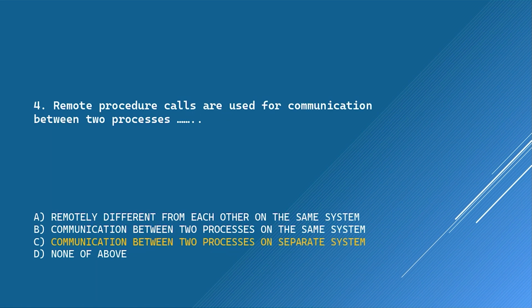4. Remote procedure calls are used for communication between two processes. A. Remotely different from each other on the same system. B. Communication between two processes on the same system. C. Communication between two processes on separate systems. D. None of the above. Correct answer is communication between two processes on separate systems.